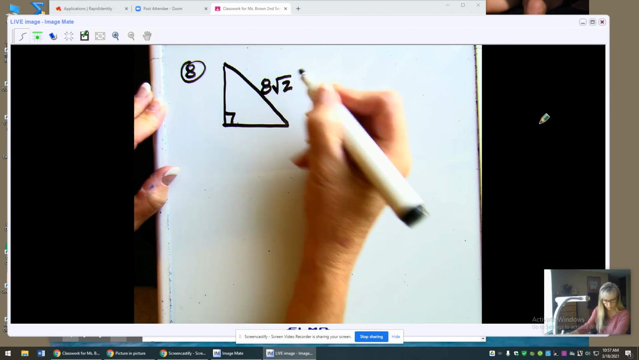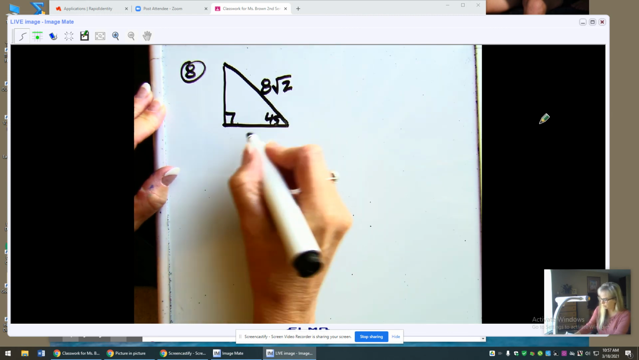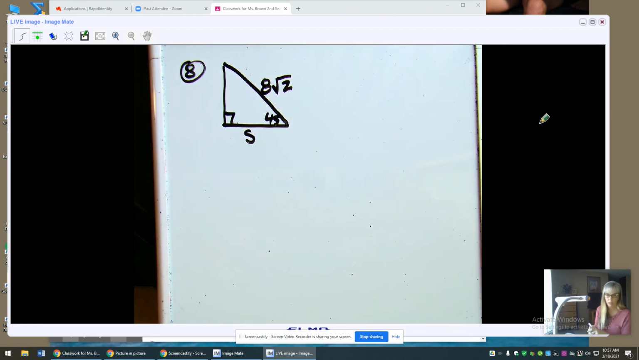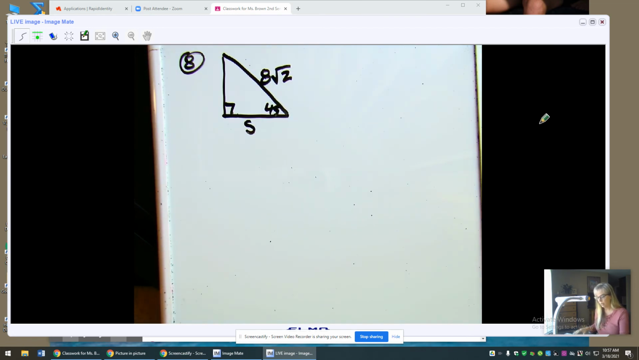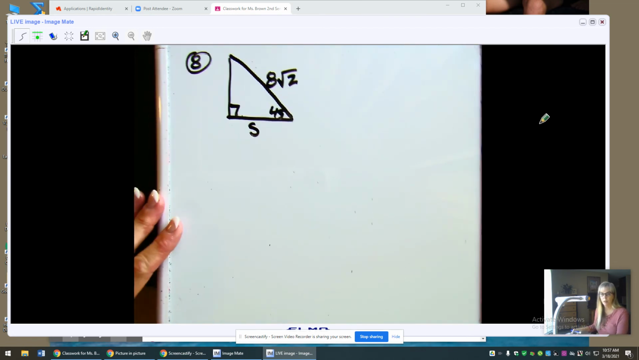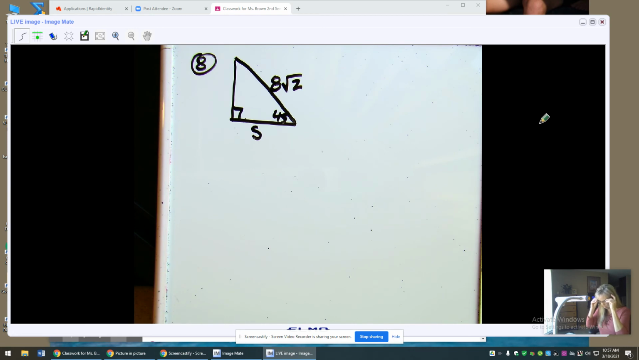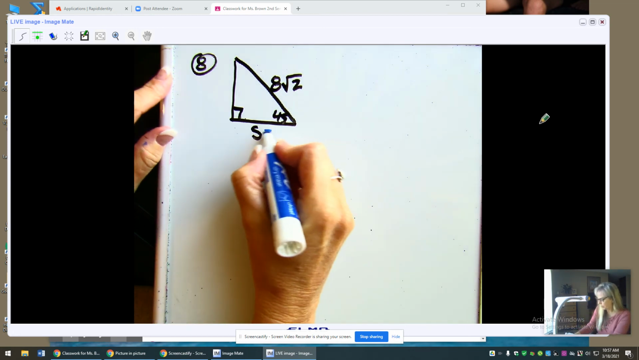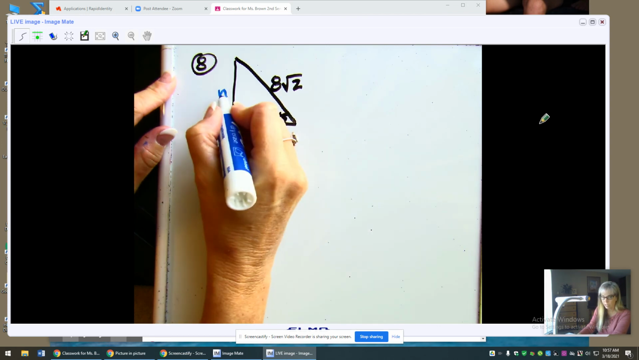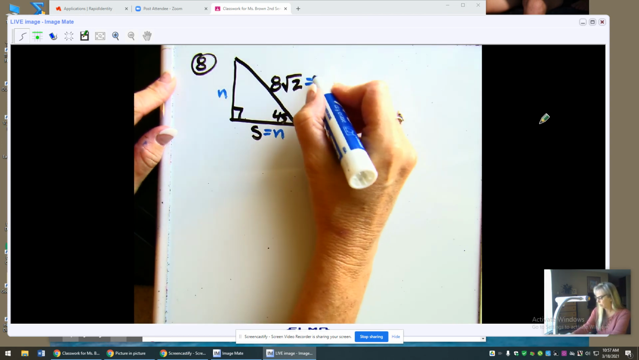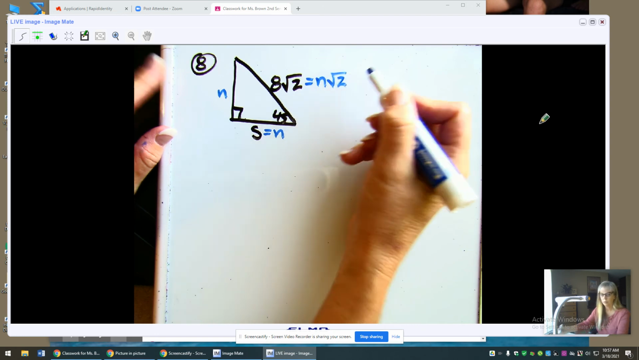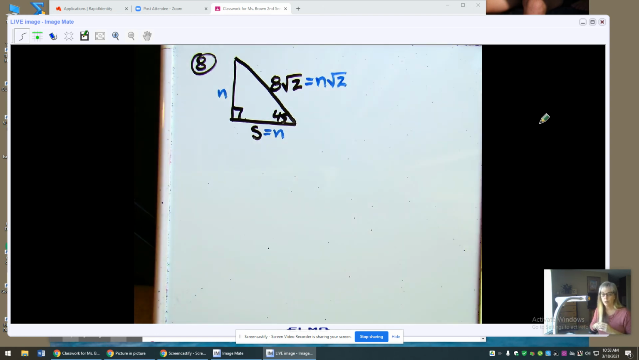Square root 2, 45 here, and s. Step 1, label the ratio of the sides. The legs are both n. I don't need to label that one, but whatever. Good practice, good habits. The hypotenuse is n times the square root of 2.